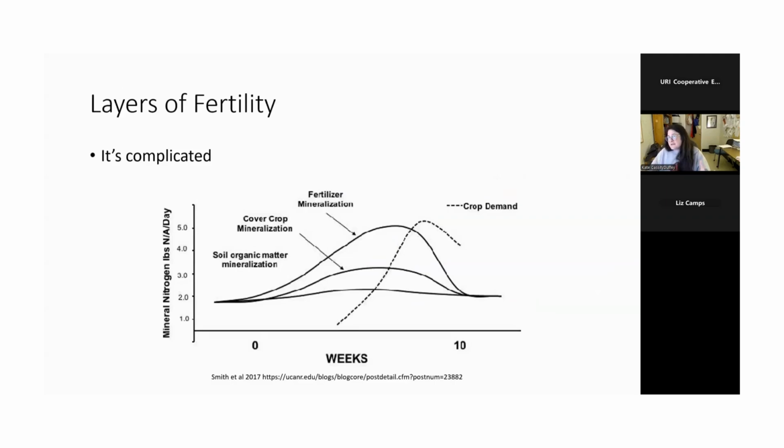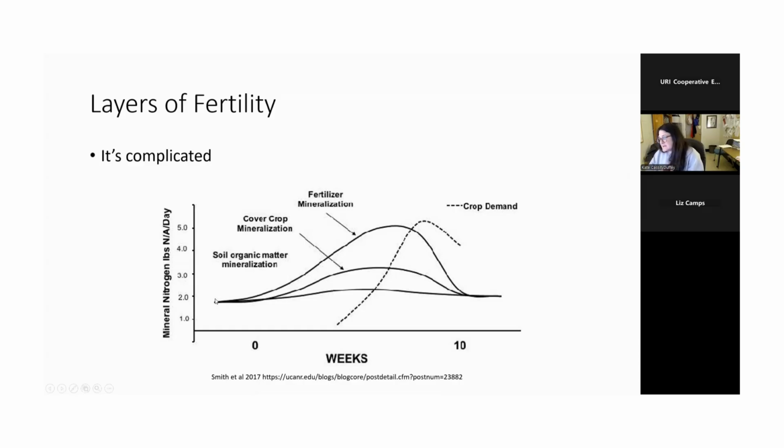Okay, so these layers of fertility I keep talking about, it is really complicated, and that's one of the takeaways from today. It's a lot of different sources. But here again, I'm going to show you a few of these mineralization curves. We have mineral nitrogen in pounds of nitrogen per day on the y-axis, and then time on the x-axis. And what I want you to see from this is essentially we have these different rates of release from these different layers.